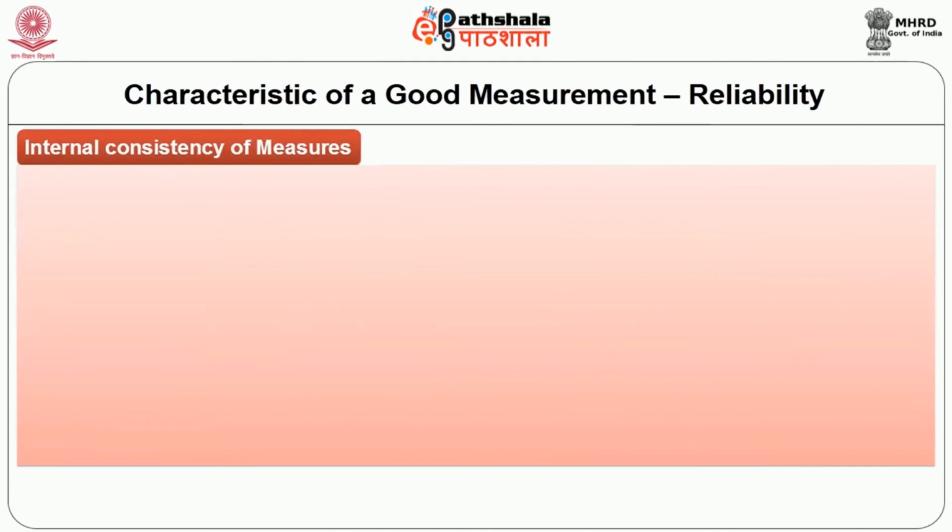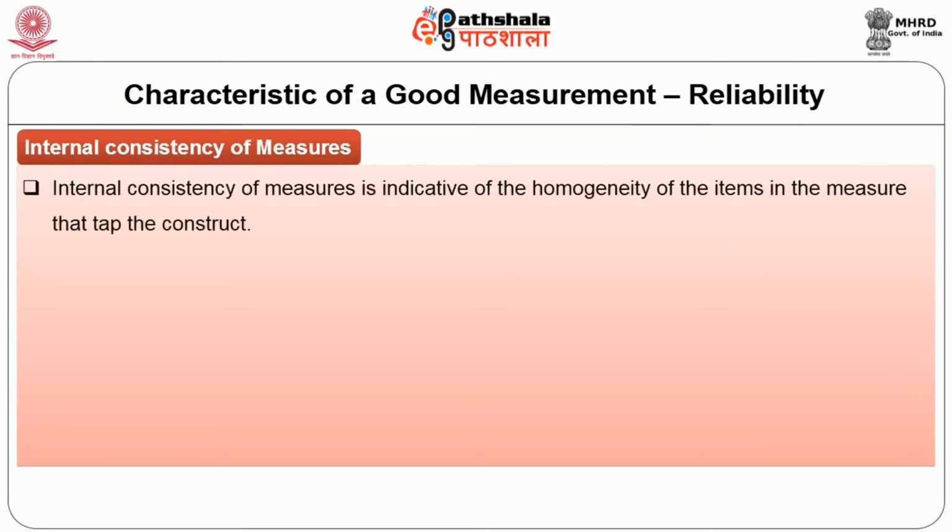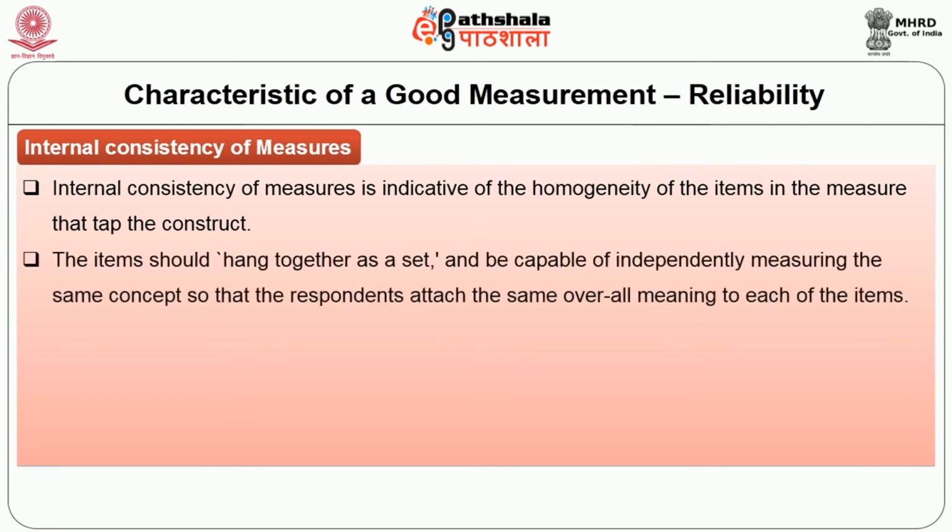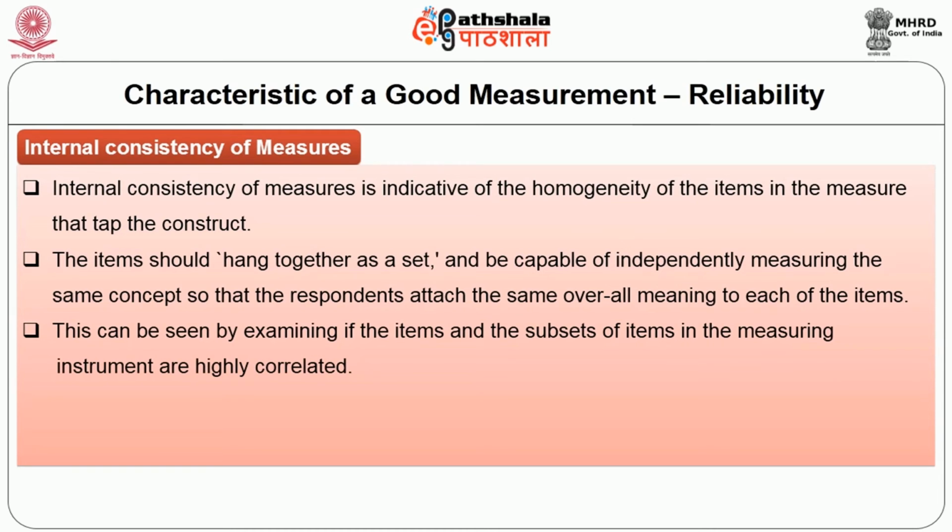Internal consistency of measures. Internal consistency of measures is indicative of the homogeneity of the items in the measure that tap the construct. In other words, the items should hang together as a set and be capable of independently measuring the same concept so that the respondents attach the same overall meaning to each of the items. This can be seen by examining if the items and the subsets of the items in the measuring instrument are highly correlated.